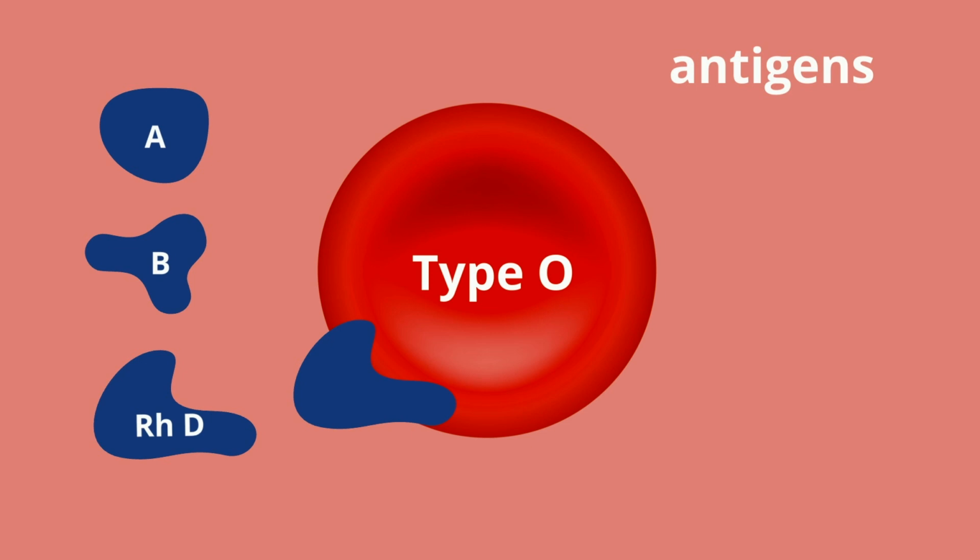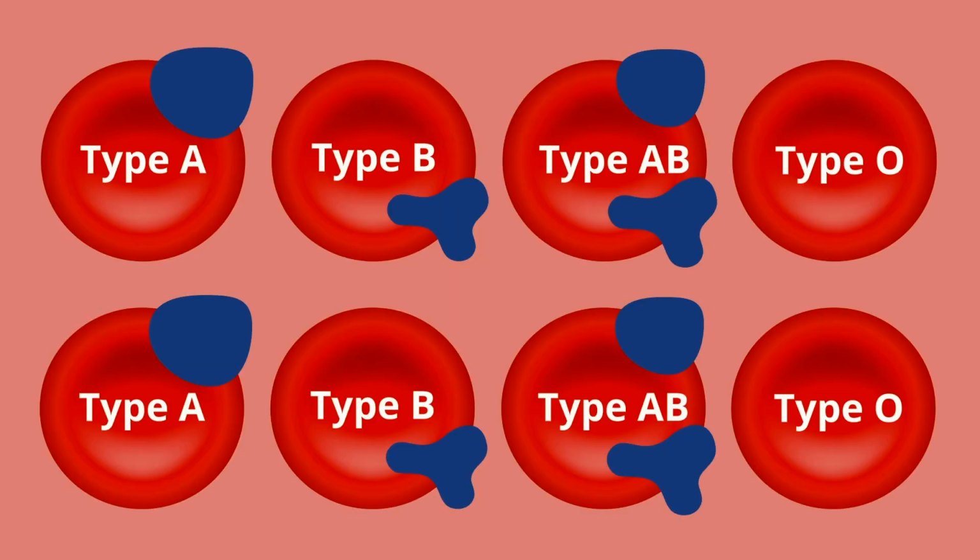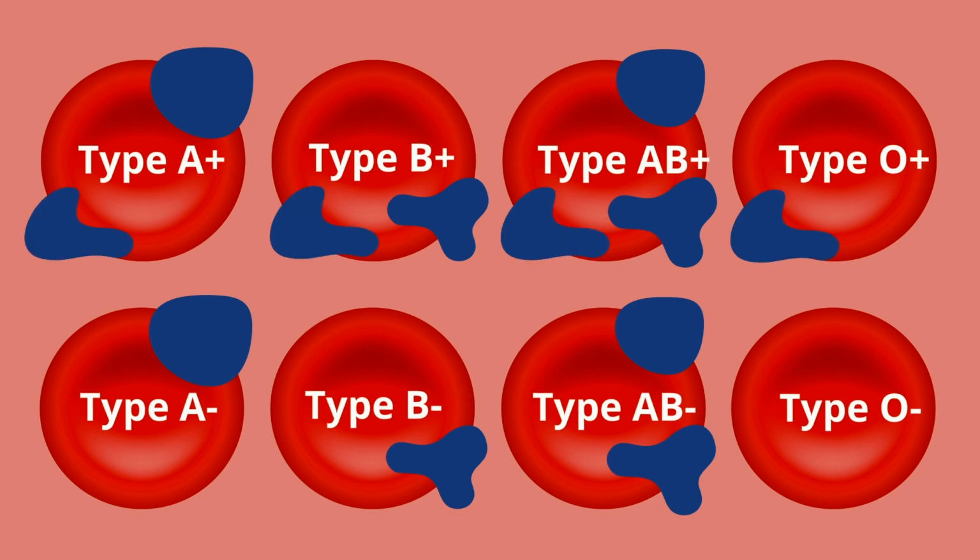If the Rhd antigen is there, we say the person has a positive blood type. And if the Rhd antigen is not there, the person has a negative type. That is how there are 8 major blood types: A, B, AB, and O, and positive or negative for each of those depending on whether Rhd is present.